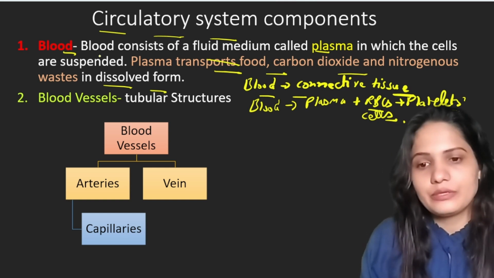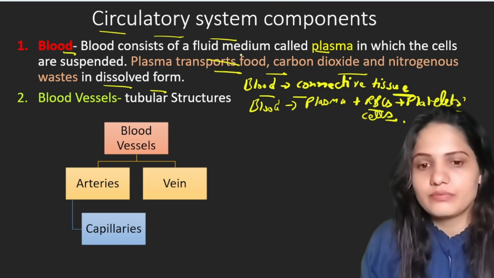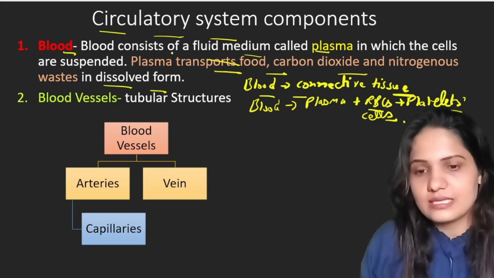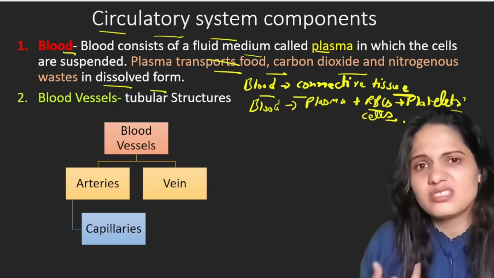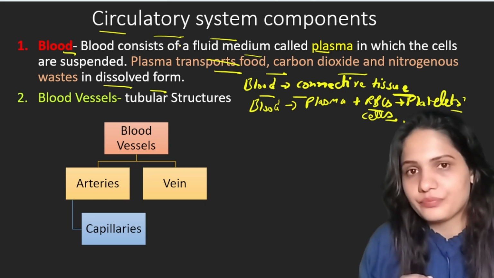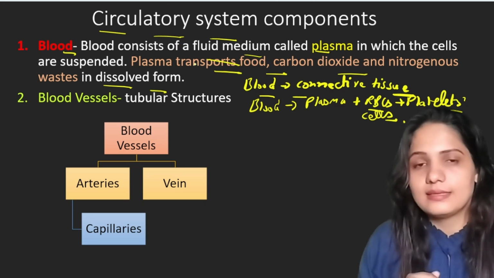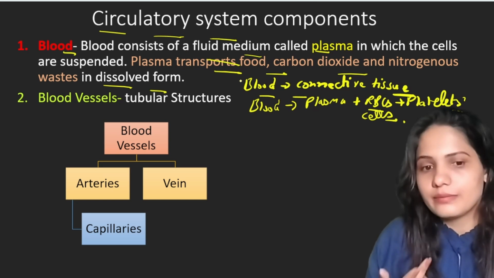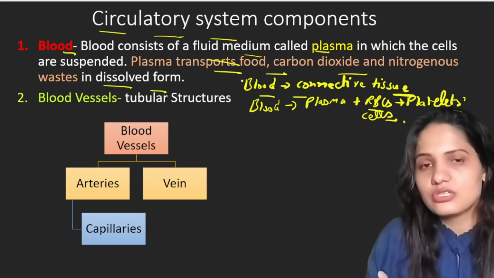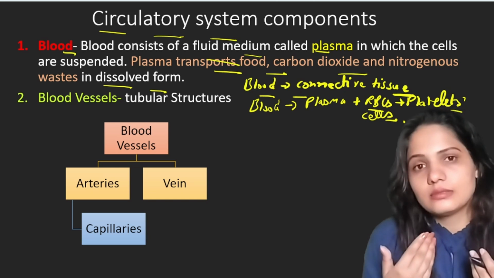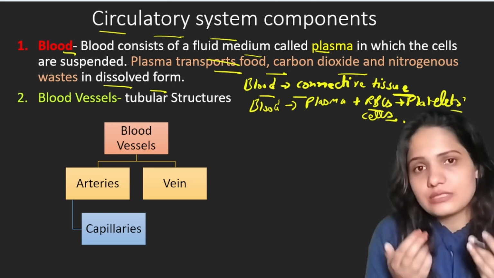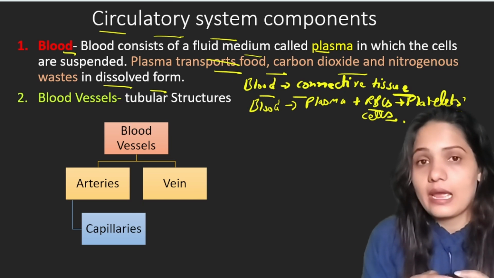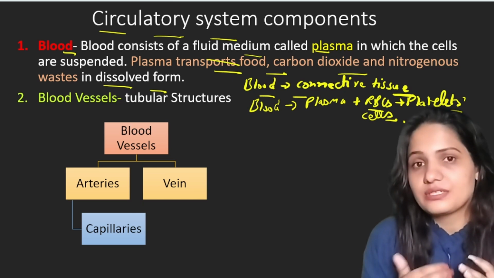If we try to decode this particular line, blood consists of a fluid medium called plasma. This we know, that blood consists of plasma in which the cells are suspended. RBCs, WBCs, different types of cells are suspended in plasma. They are the components of blood. Plasma has a very important function. Plasma transports food, carbon dioxide, and nitrogenous waste in dissolved form. Whatever is transported in our circulation, the majority of that is transported by plasma, like carbon dioxide and other nitrogenous waste.